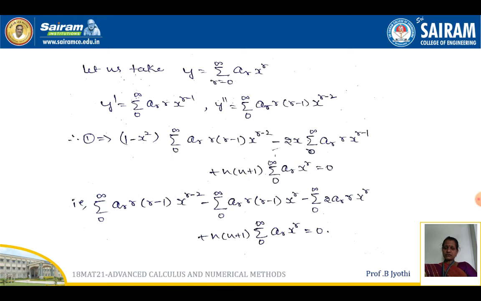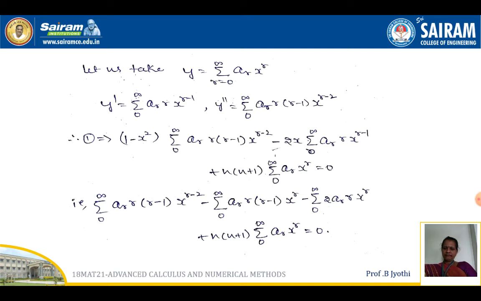Let us take y is equal to summation a_r x power r, y dash is summation a_r r x power r minus 1, y double dash is summation a_r r into r minus 1 x power r minus 2. That is on differentiation with respect to x one time and two times. So substituting y dash and y double dash in equation 1, we get 1 minus x square into summation a_r r into r minus 1 x power r minus 2 minus 2x times summation a_r r x power r minus 1 plus n into n plus 1 into summation a_r x power r, that is equal to 0.